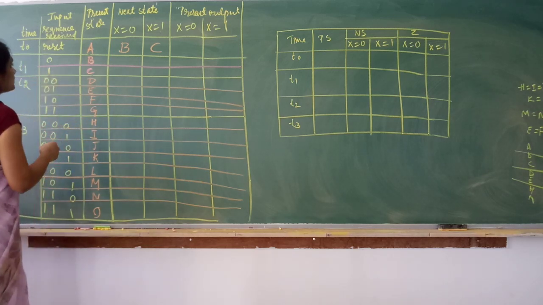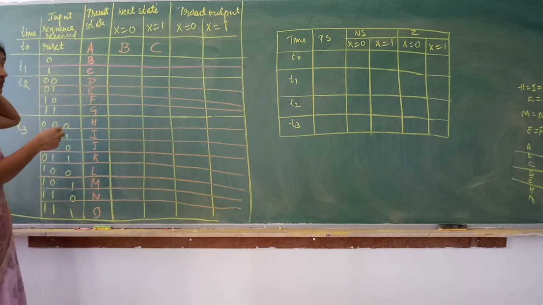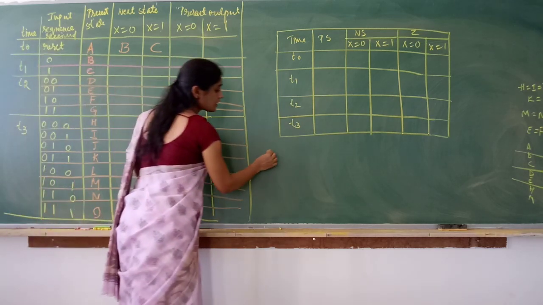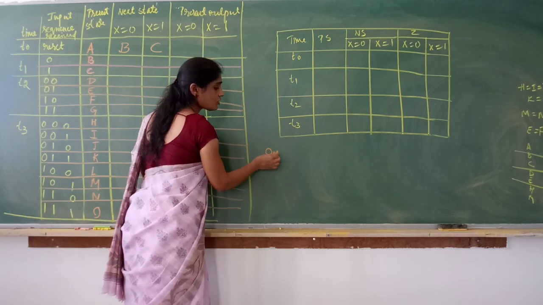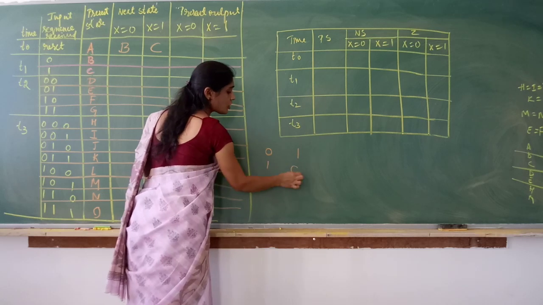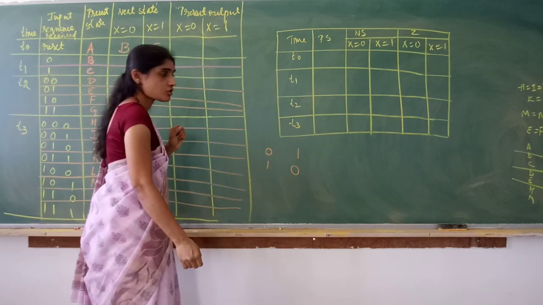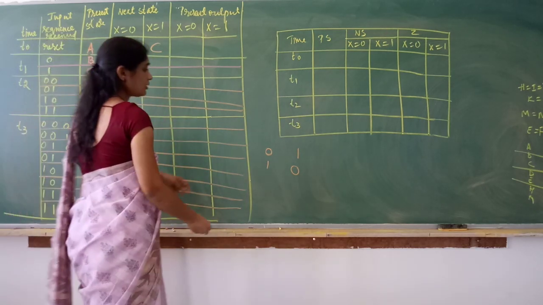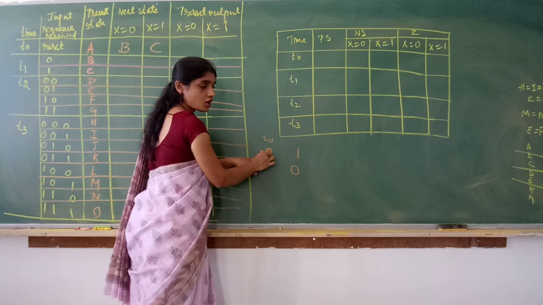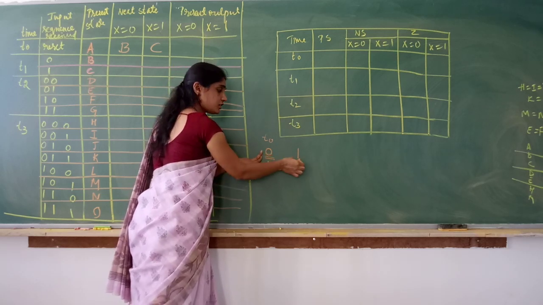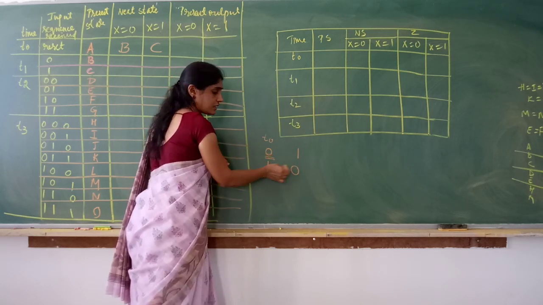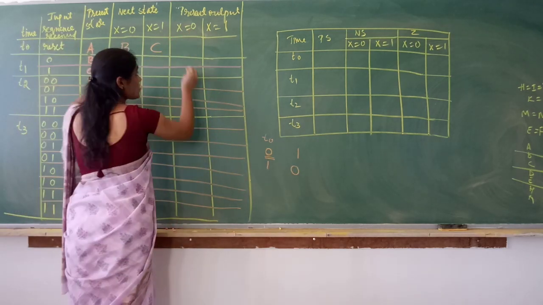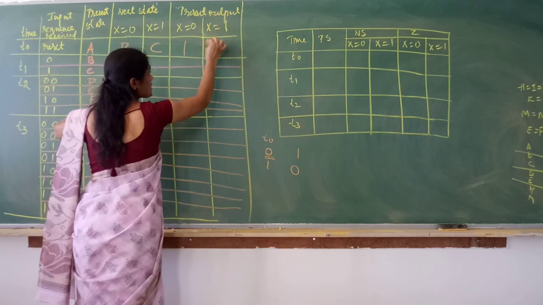So now, the analysis we have done, that analysis also we want to write. At time t0, if we have received 0, what is the output? 1. If we have received 1, what is the output? 0. I hope you remember this. At time t0, if the bit we have received is 0, the output will be 1. If the bit we have received is 1, the output will be 0. So if we receive the bit as 0, what is the output? 1. If we receive the bit as 1, what is the output? 0.